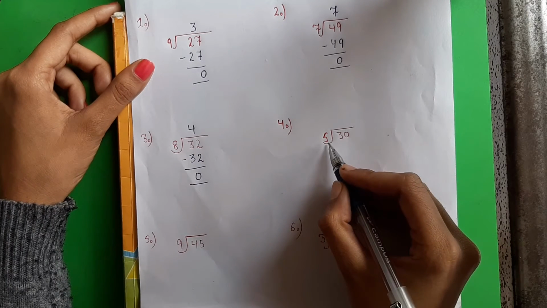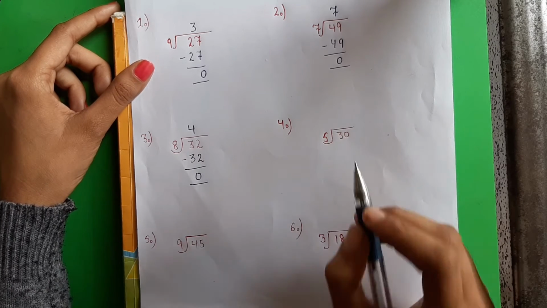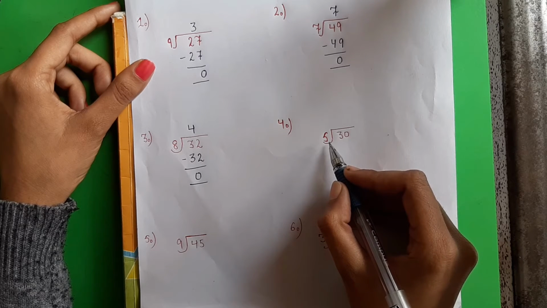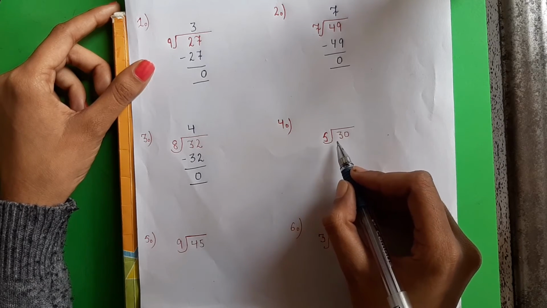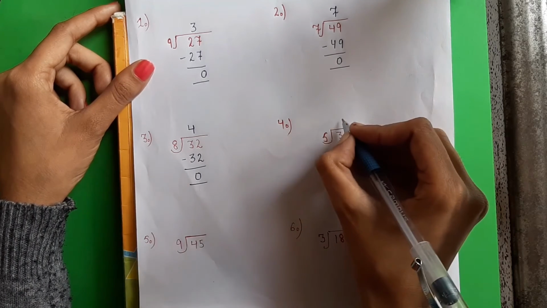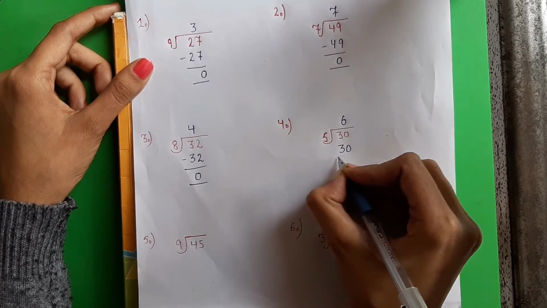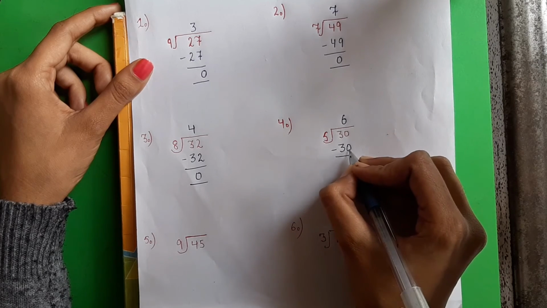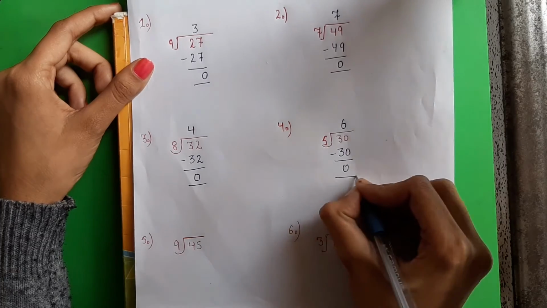5 1 the 5, 5 2 the 10, 5 3 the 15, 5 4 the 20, 5 5 the 25, 5 6 the 30. So 5 के टेबल पे 30 कहाँ पे आता है? 6 पे. So we will put 6 here and 30 here. Now again we will subtract. 0 minus 0 is 0, 3 minus 3 is 0. So our answer is 0.